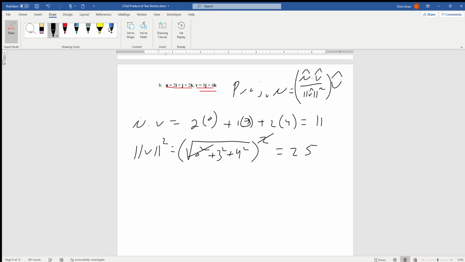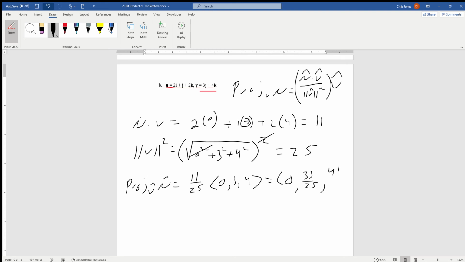All right. And so now the projection of u onto v is going to be equal to 11/25 times whatever v was, because remember it's parallel to v, 0, 3, 4. We could leave it like that, or we could write it as 0, 33/25, 44/25.